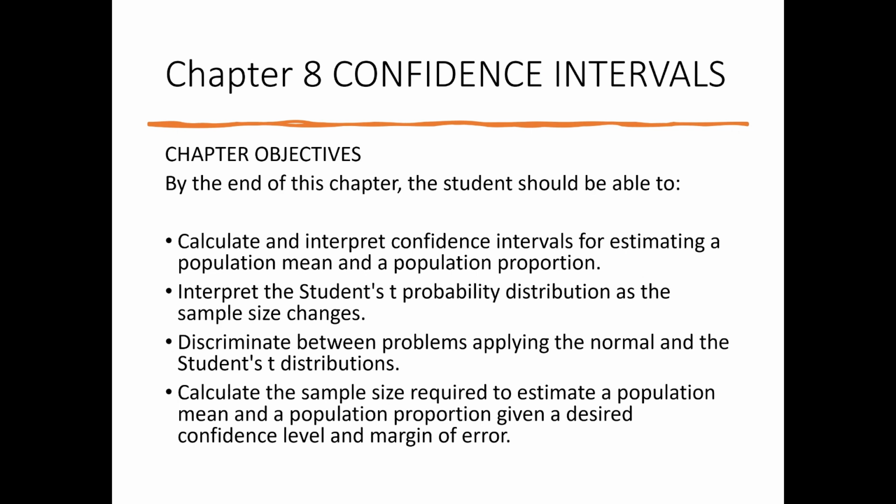Typically, if I don't know the population mean, I probably don't know the population standard deviation. And if I don't know the population standard deviation, I can use another distribution to calculate this confidence interval. That's called the t-distribution, and we used to call it the student's t. And we'll explain later why it's called the student's t. But we can use a distribution if I don't know the population standard deviation.